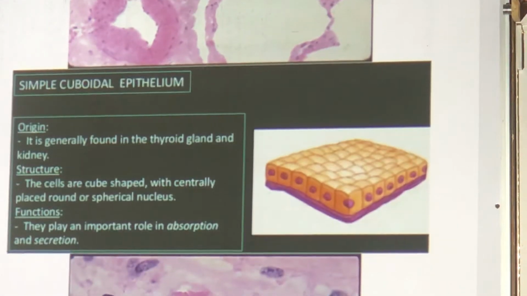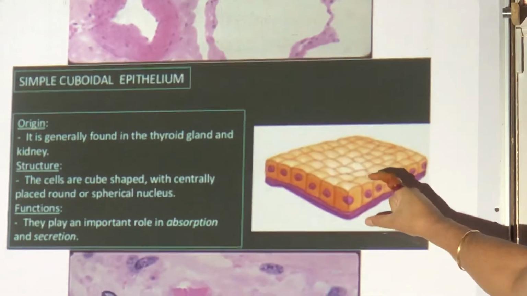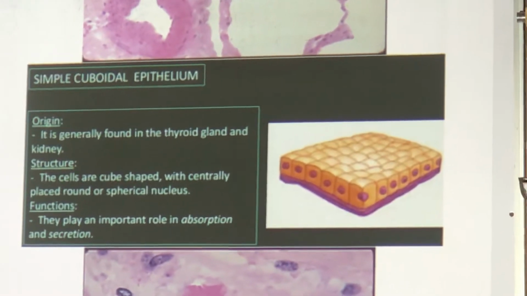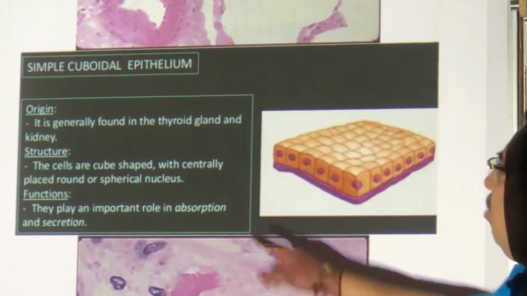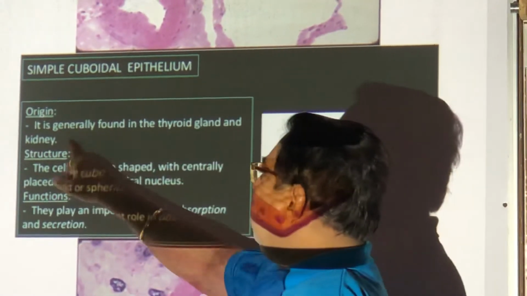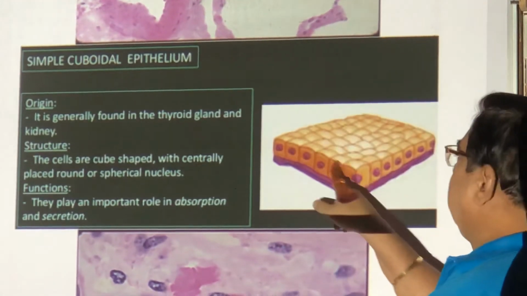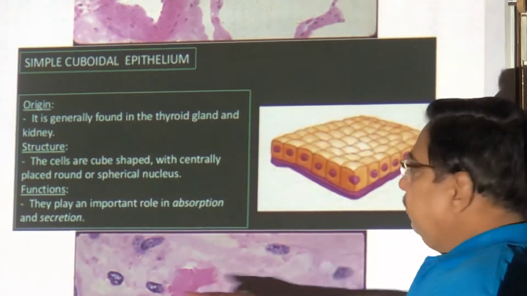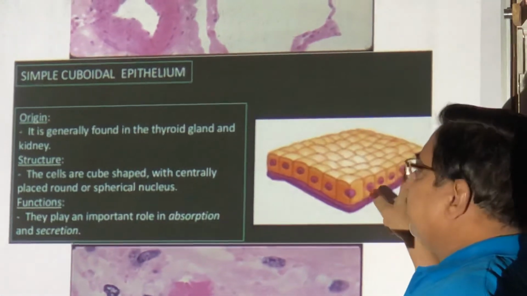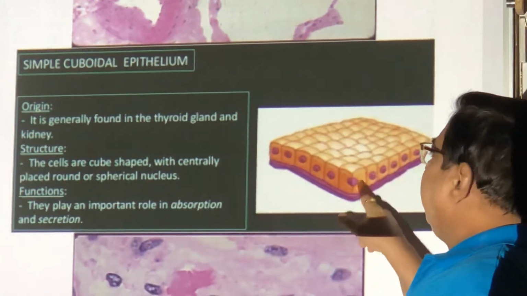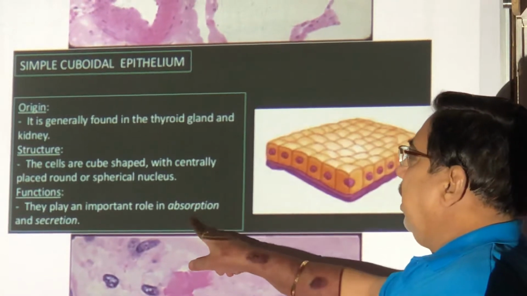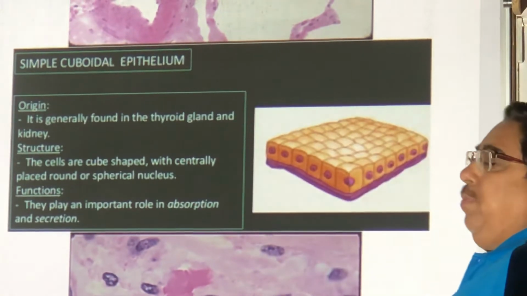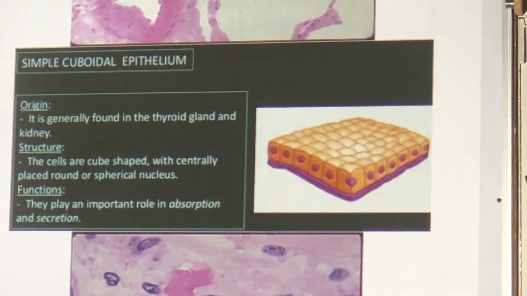Second type, cuboidal. Now these are like your small cakes. Found in the thyroid, kidney. They are cube shaped. Cubic, cube. Nucleus is in the center. Round or spherical. They absorb and secrete. Two main important works they do.